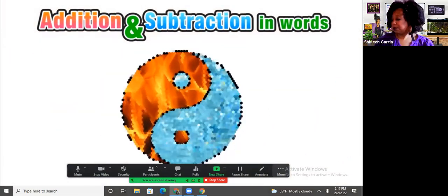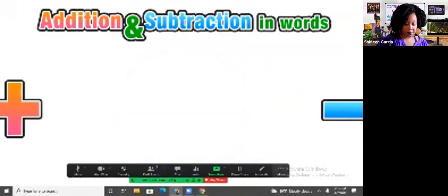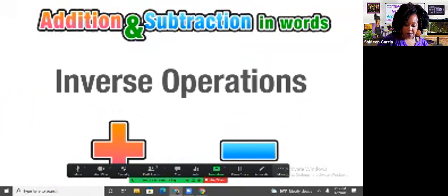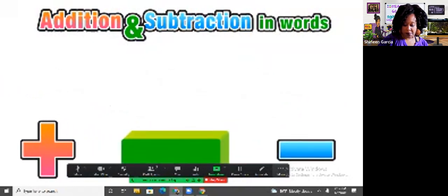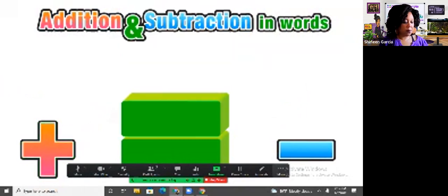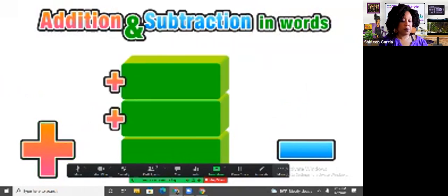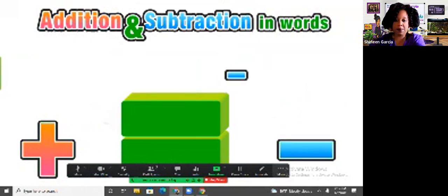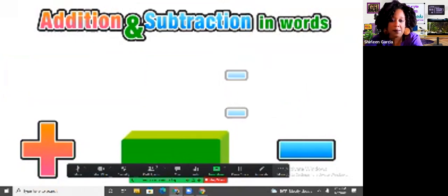Fire and water are opposite and opposing elements. Addition and subtraction share a similar relationship, and we call them inverse operations. So if we start with some quantity, adding to it will make it larger. In this case, we'll add 2 units to it. And then the inverse is subtraction, where if we subtract those 2 units, we're making it smaller, and now it is the same quantity that we started with. Cool. So the inverse of adding 2 is subtracting 2.